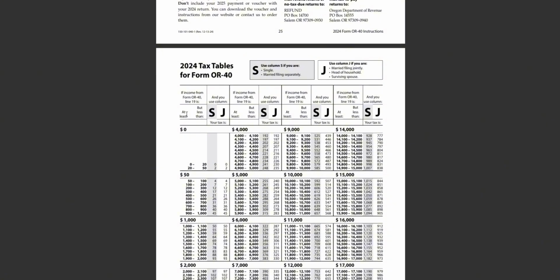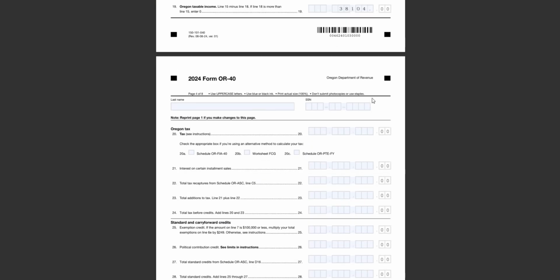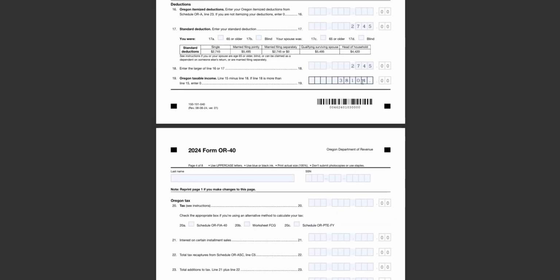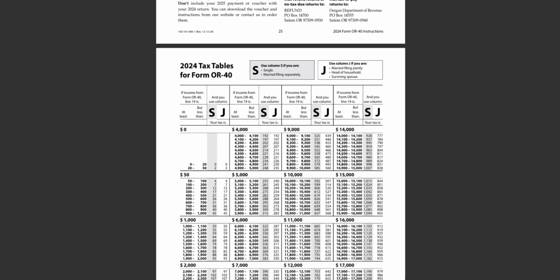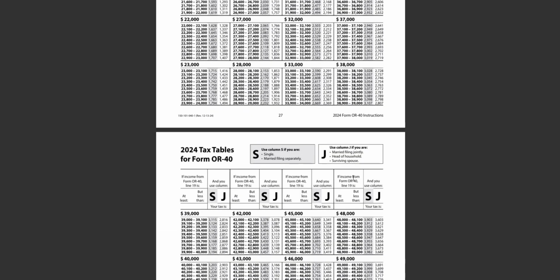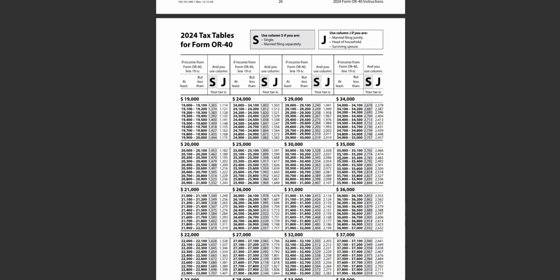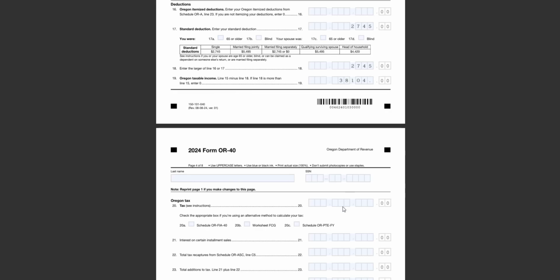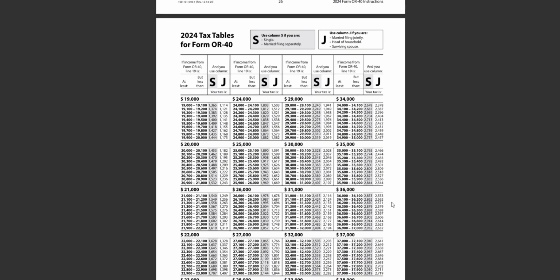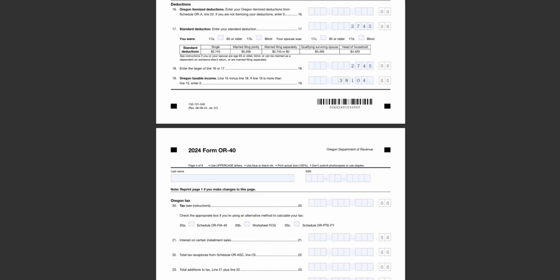It works similarly. So if your taxable income is at least, but less than, and we're going to find ours. So my Oregon taxable income is $38,104. So let me go see where that lands here on the tax table. $38,104. Here's $38,100, but less than $38,200. So here's my tax liability of $3,037. So we're going to put that there. $3,037. I think I said, right? Yep. $3,037.